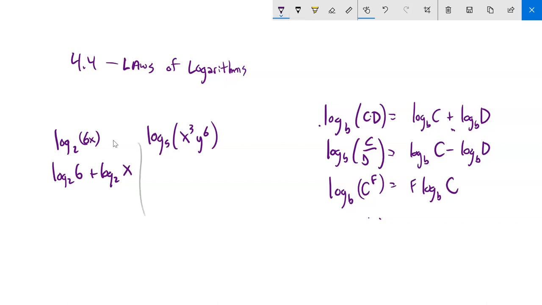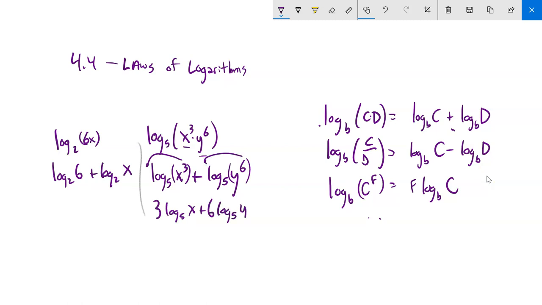All right, let's do this next one. Log base 5 of x cubed times y to the 6th. So those two things are multiplied together, so it would be log base 5 of x cubed plus log base 5 of y to the 6th. And now I can actually keep going from here because now I have these exponents involved, and exponents will shift down to multiplication. So this would be the same as 3 log base 5 of x plus 6 log base 5 of y. And these are just exercises to get us practicing this sort of manipulation and thinking about these relationships.